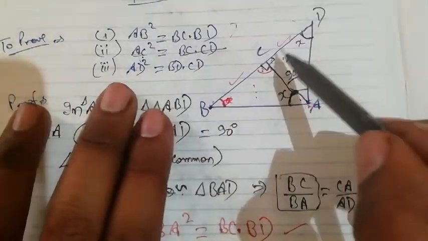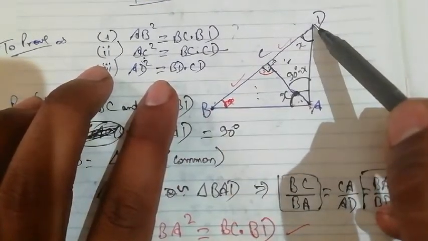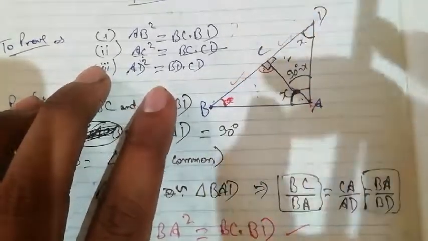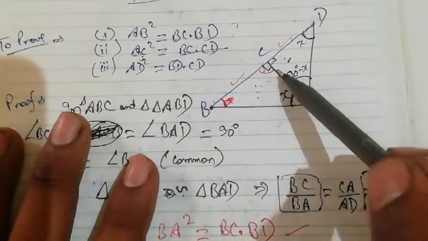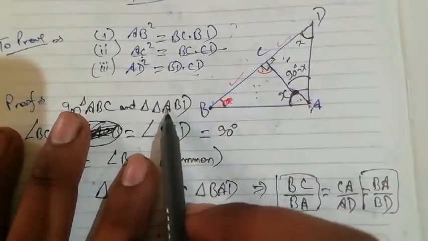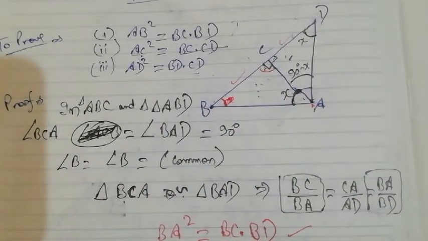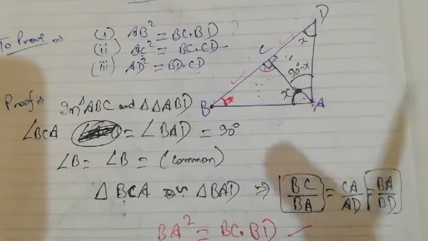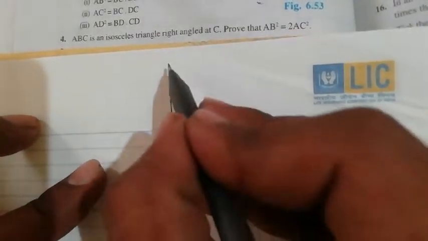Now for the next proof, we want AD square is equal to BC into CD. So this is BC and this is CD. What we will prove here is that, like the previous proof, these two triangles are similar to each other. By that we can get AD square is equal to BC into CD. You have to do this by yourself in the same way. You just have to prove the similarity by which criterion? Angle similarity criterion. Now let's move to an important question, which is question number 4. In this question, ABC is an isosceles triangle right angled at C, so we have an isosceles right angled triangle.